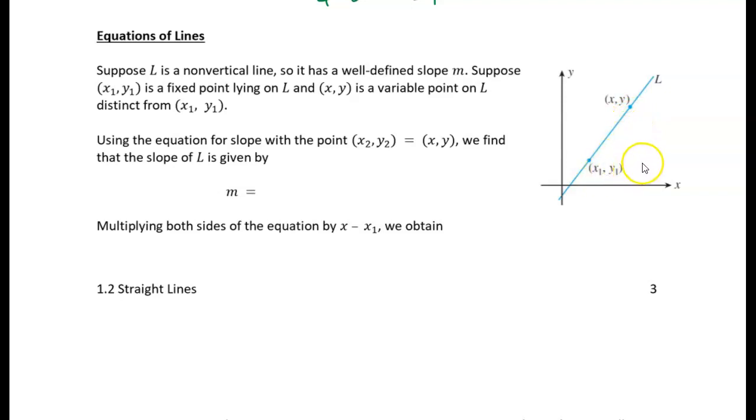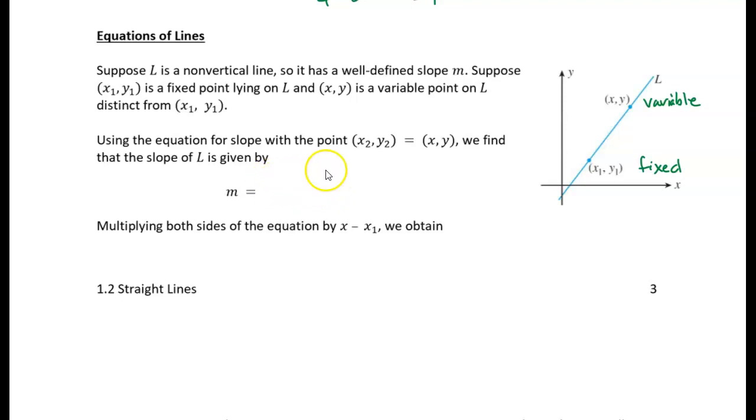We have a fixed point here. We have some fixed point here. But this one's a little different. This we're going to call a variable point. It's just some arbitrary point where we could change the values to whatever we want. All right. But we can calculate the slope between those 2 points, right?